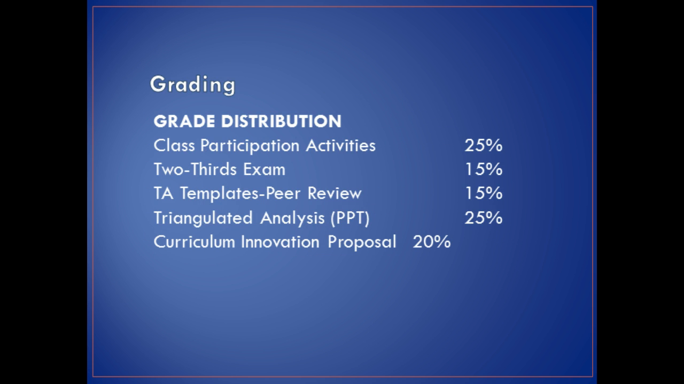So this was just kind of a big picture overview of some of the big parts of the course. The grading for the class is 25% of it are going to be your class participation activities. 15% will be that 2/3 exam. You're going to have some peer review activities. So as you turn in all of those templates for the triangulated analysis, they're going to be turned in one by one. I will be reviewing them, but then you're also going to be reviewing each other's, and so that is going to be worth 15% of your grade.